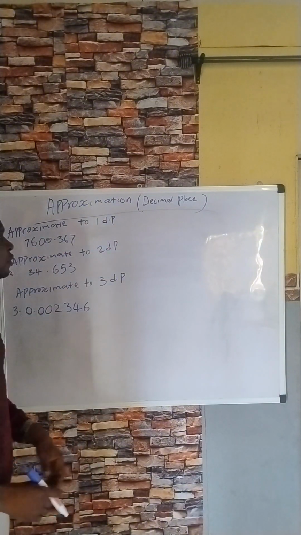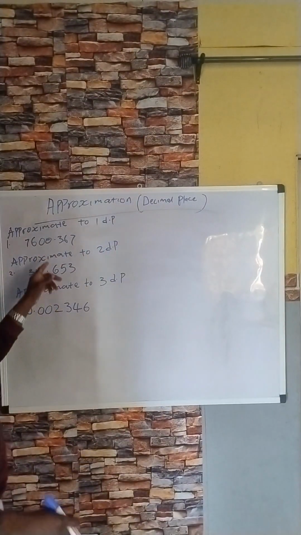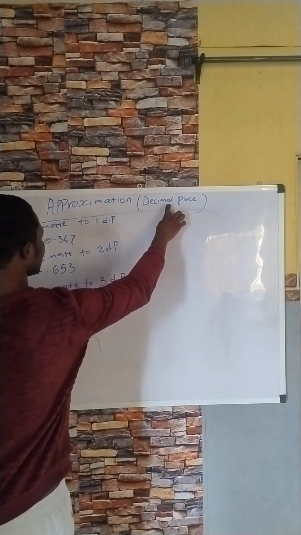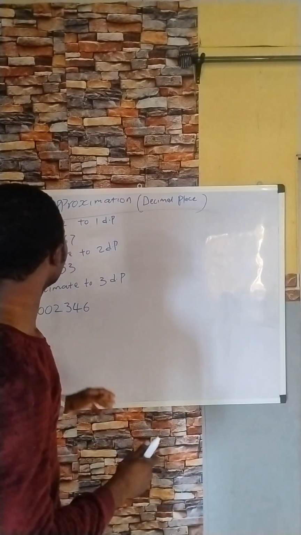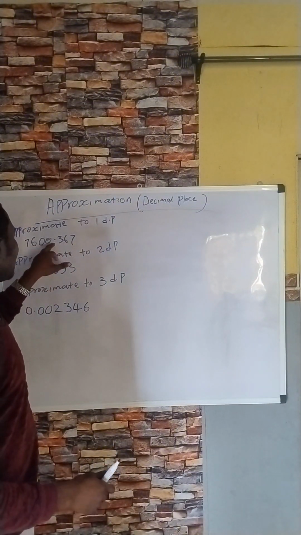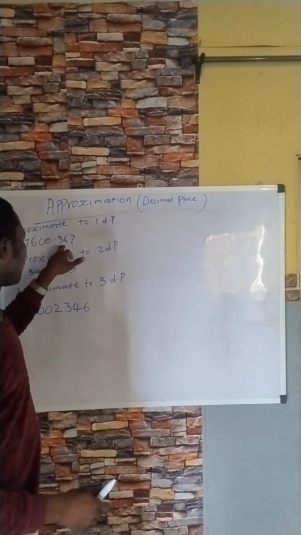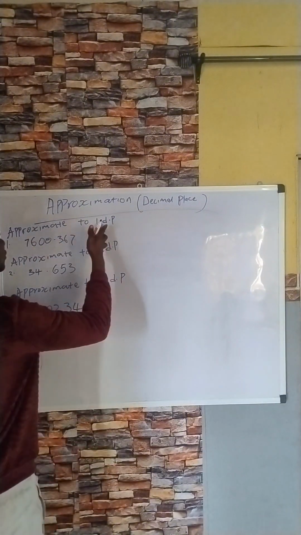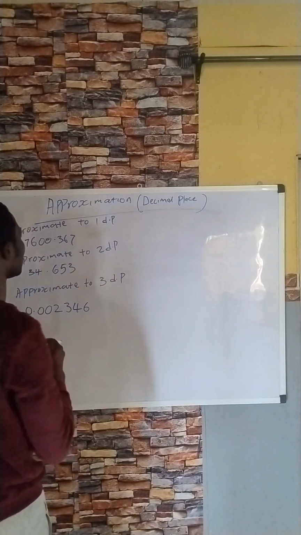Now, what do we mean by decimal place? You have to understand what this means, decimal place. So, in approximation, when you see decimal place, you are being asked to approximate this number to not more than 2 numbers after the decimal, or not more than 1 number after the decimal, not more than 3 numbers after the decimal, depending on how many number you see here. 1 decimal place, 2 decimal place, 3 decimal place.